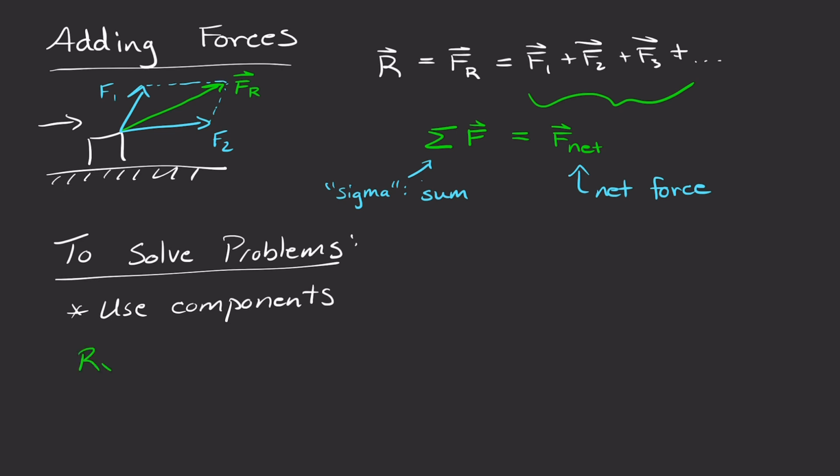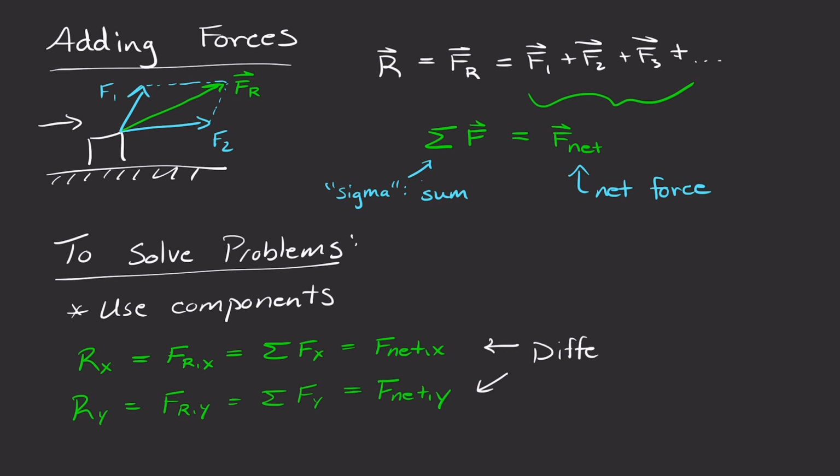So the x component of our resultant force, F_Rx, is what we get by summing up the forces in x, or F net x. These are all different ways of writing the same thing. We can do the same thing for the y direction: sum the forces in y, or the y components, and this gives us the net force in the y direction. These are all just different ways of writing the same thing.